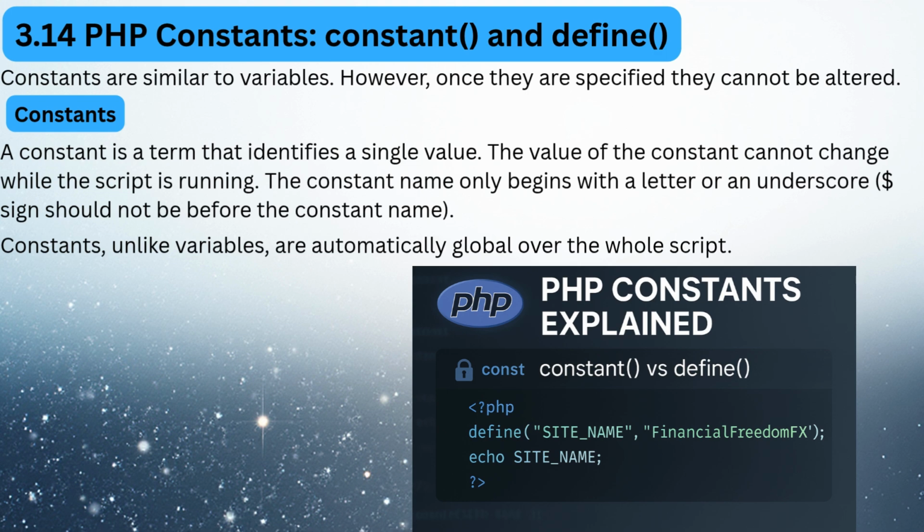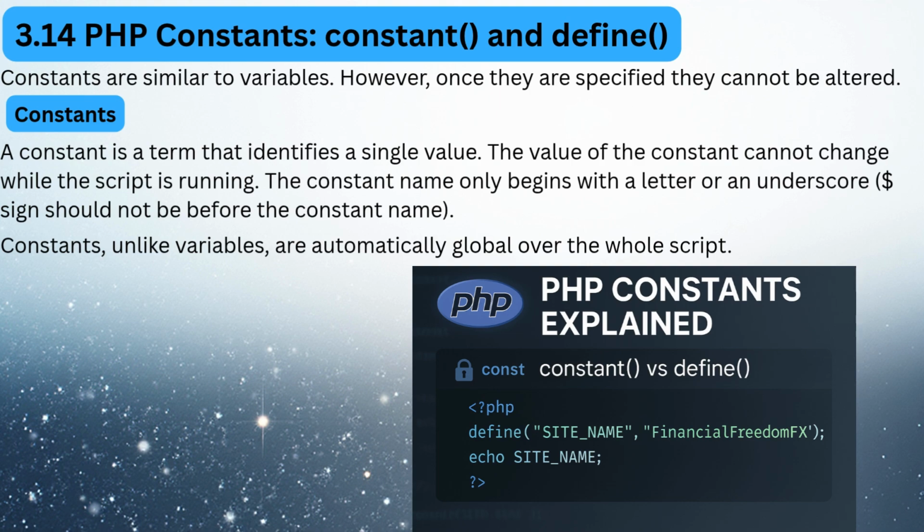A constant is a term that identifies a single value. Once the constant has been defined, it stays fixed. You can think of it as a locked container. Once it's sealed, you can read what's inside, but you can't modify it. Unlike variables, constants in PHP do not start with a $ sign. Instead, they are defined using either the define function or the const keyword.